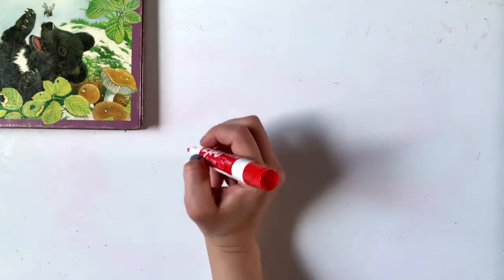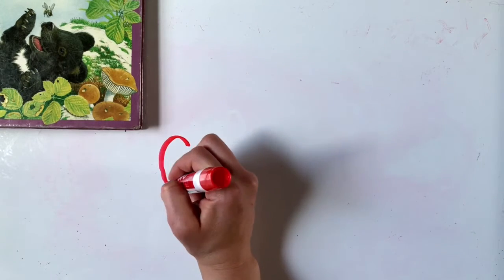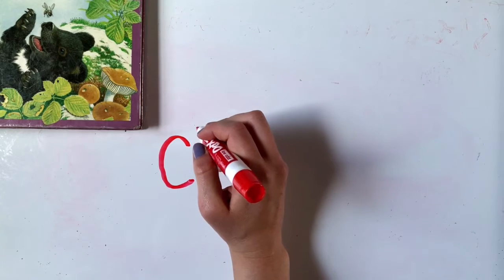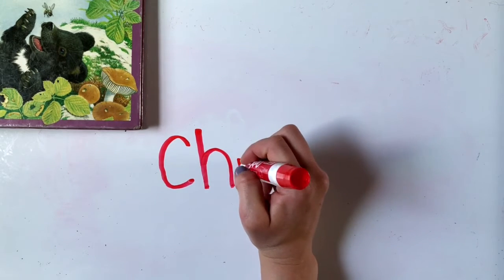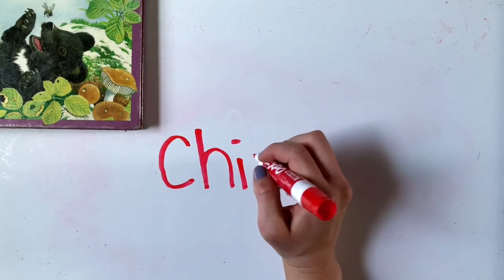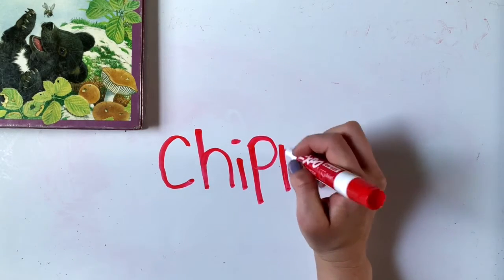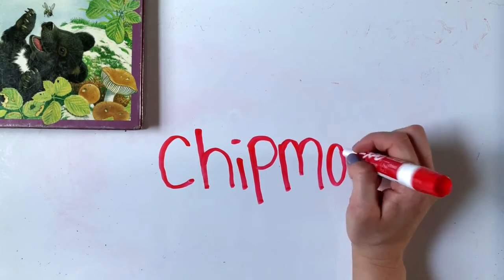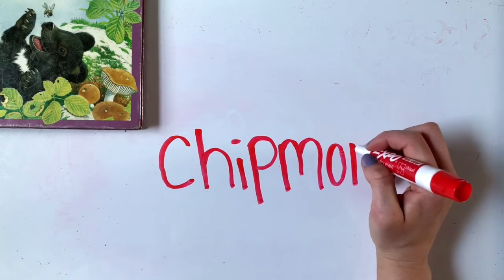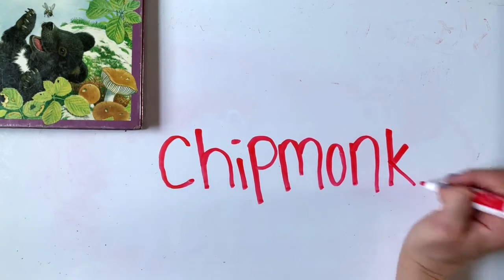And the next one, kind of a long one, chipmunk. Chipmunk starts with C, H, I, P, M, O, N, K. Chipmunk.